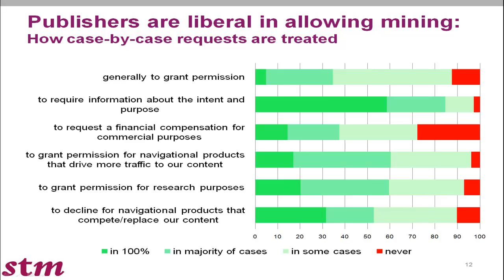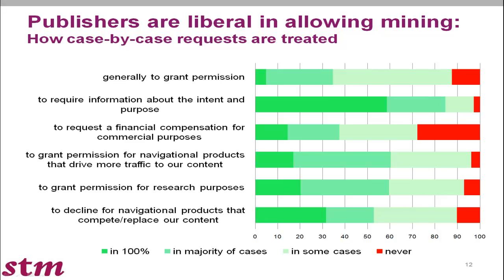If it is for permission on text and mining for research purposes, there's even more willingness to say yes, and you can see in the bar that is one from below that in a majority of cases publishers will grant permission, 60% of them for research type text and data mining. In nearly all cases, publishers want to have information about the intent and the purpose of the mining. And that basically means they want to know where the output of the mining goes and how it is treated.